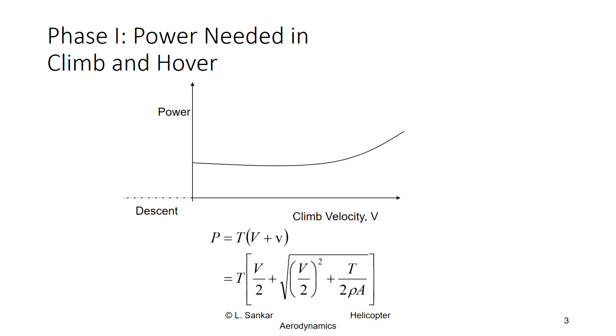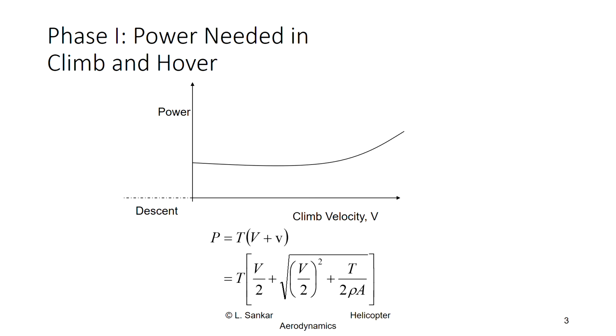So let's start looking at the power needed in climb and hover from the actuator disk model. This is an equation that we have seen earlier. In this equation, P is purely the induced power. The first term is T times V, where T is the thrust, which is the weight of the vehicle, times the rate of climb.